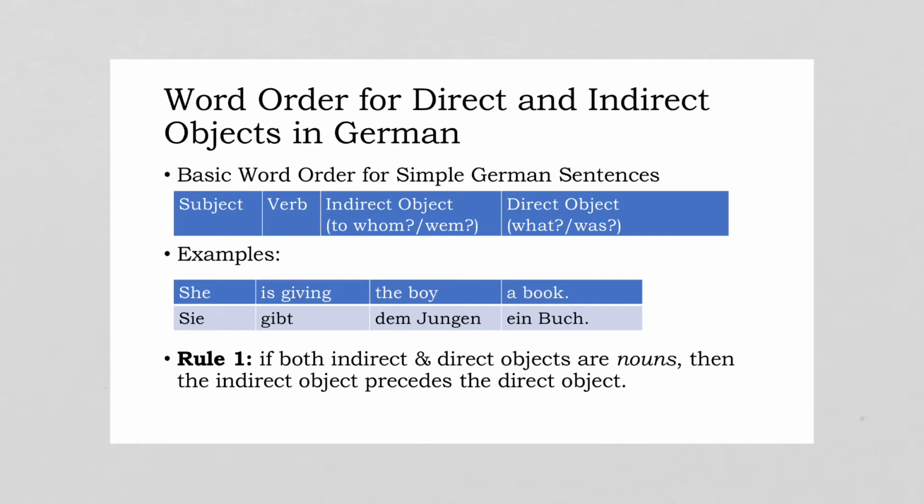All right, hello everyone. We have a short tutorial today on word order for direct and indirect objects in German.